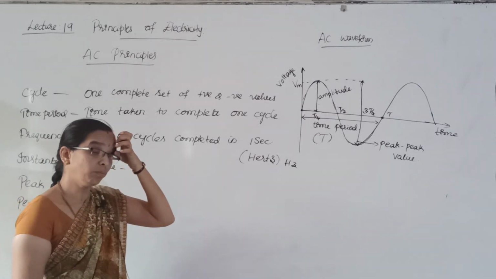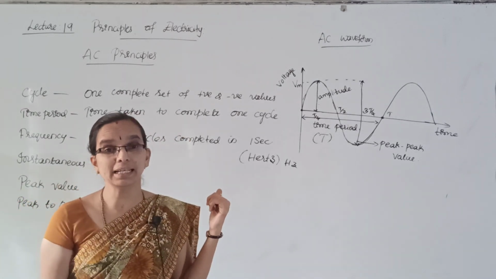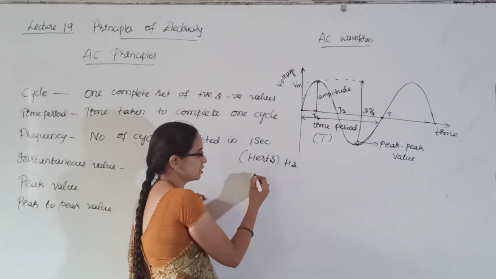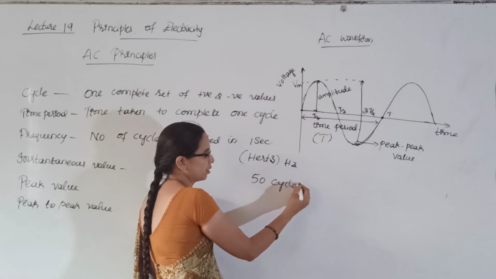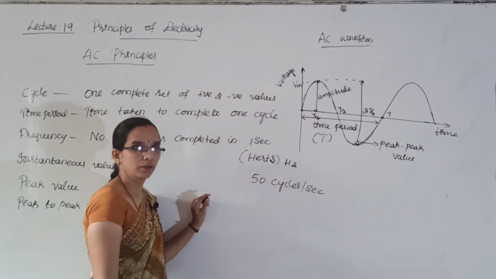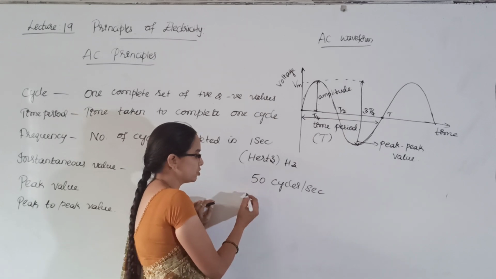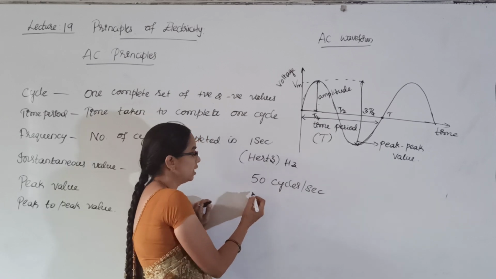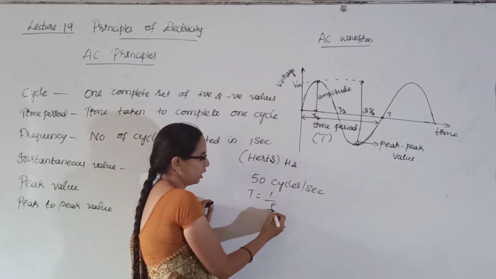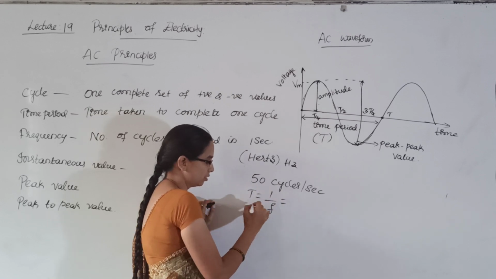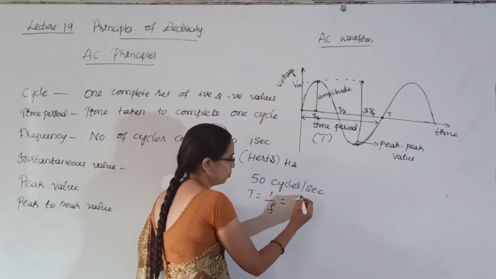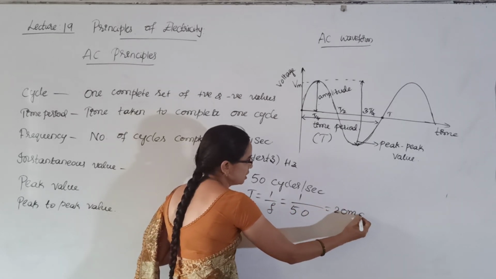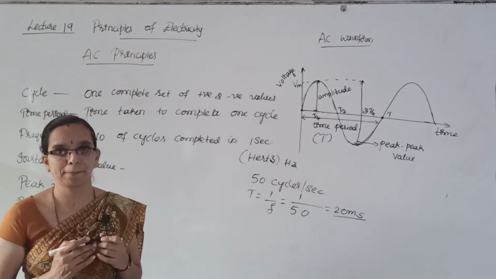In our home, as I have already told, from the electrical company we are getting 230 volts and 50 hertz. 50 hertz means 50 cycles per second. So, how much time for one cycle? Frequency is 50 cycles per second. Time period is equal to 1 by f. So, for one cycle, how much time will it take? That is 1 by 50, that is 20 milliseconds to complete one cycle.